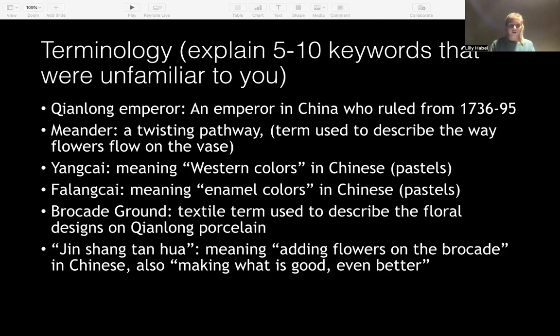The term Jinshang Tianhua means adding flowers on the brocade. And in Chinese, the phrase also stands for making what is good even better. So adding flowers on the brocade, making what is good even better.